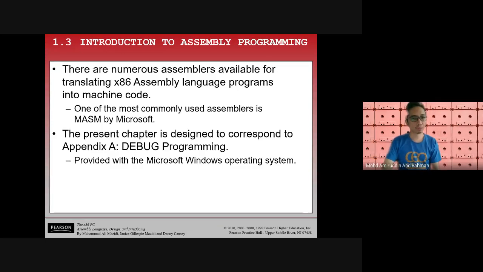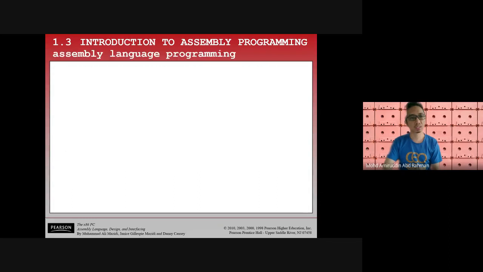The chapter is designed to correspond to Appendix A on debug programming. So you can refer to Appendix A, debug programming in the book, and look at the assembly language codes over there.